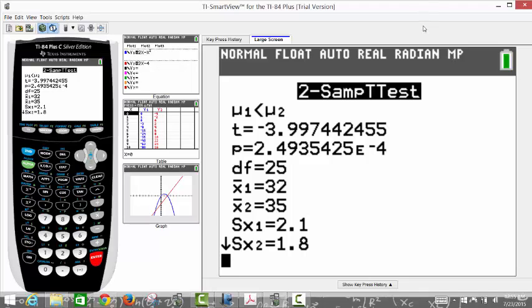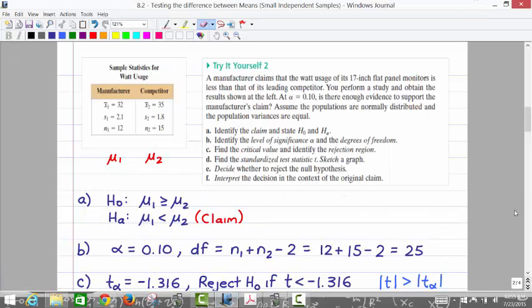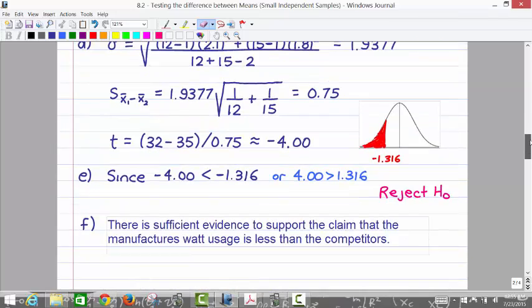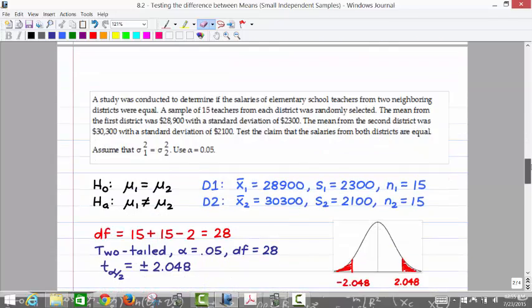And the test statistic, negative 3.997. What did we have? Negative 4.00. Yeah, I think that's pretty darn close. So yeah, that's right on the money. So there it is. So please feel free to get your test statistic that way if you like. All right, so that worked.